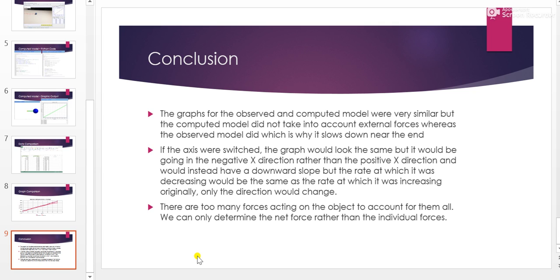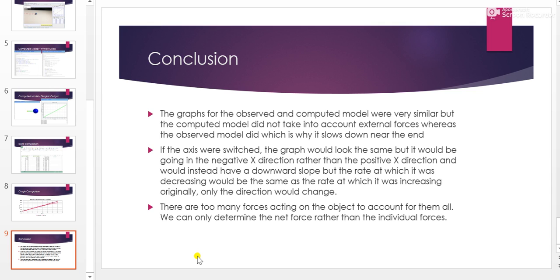If the axes were switched, the graph would look the same, but it would be going in the negative x direction rather than the positive x direction and would instead have a downward slope. But the rate at which it was decreasing would be the same as the rate at which it was increasing originally. So only the direction would really change.